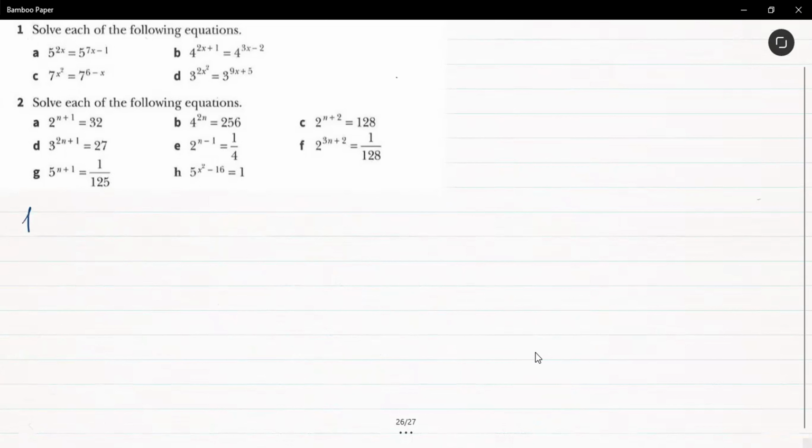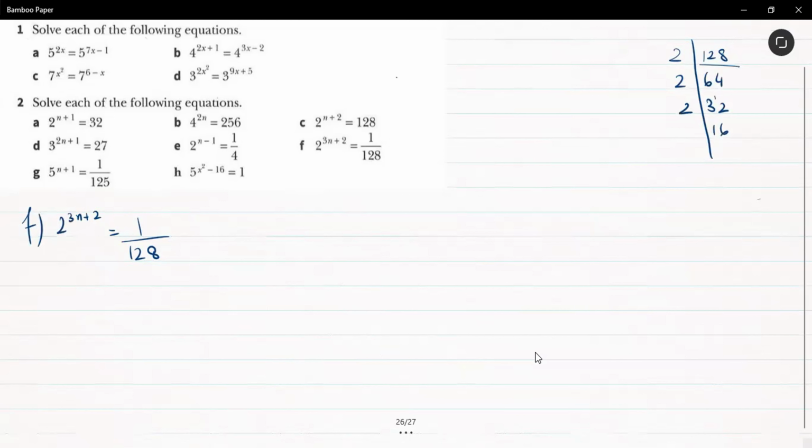For part F, we have 2 to the power 3n plus 2 is equal to 1 over 128. Now, again, this is exactly the same thing as the previous question, just a little bit more lengthy, I could say. Not even lengthy, it's the same. So just find it in terms of the power of 2. So 2 6s are 12, 2 4s are 8, 2 3s are 6, 2 2s are 4, 2 1s are 2.